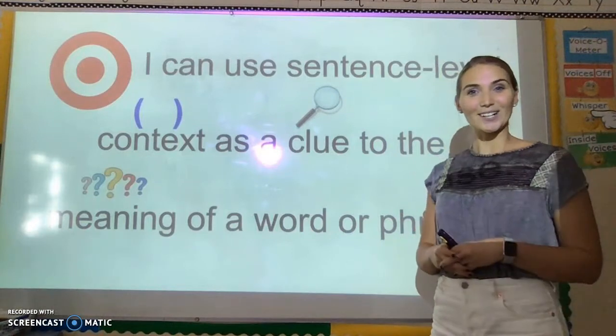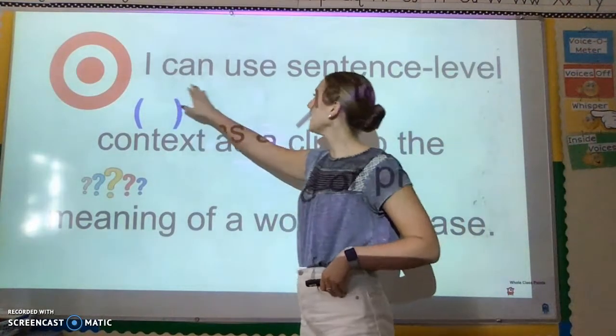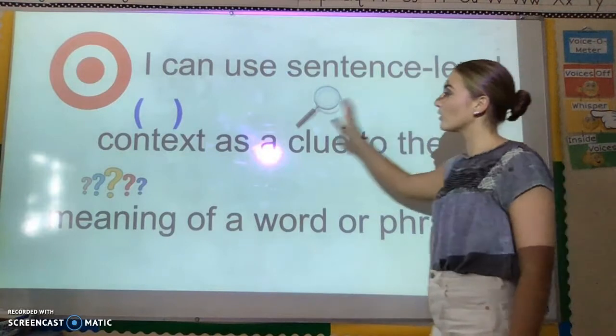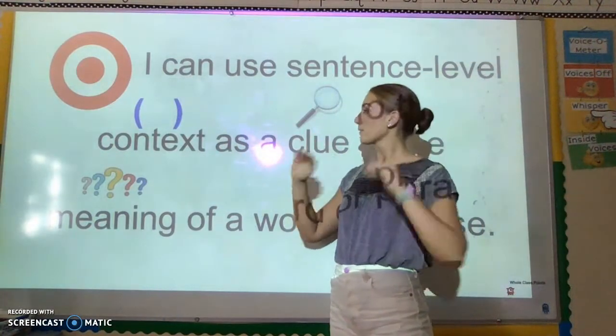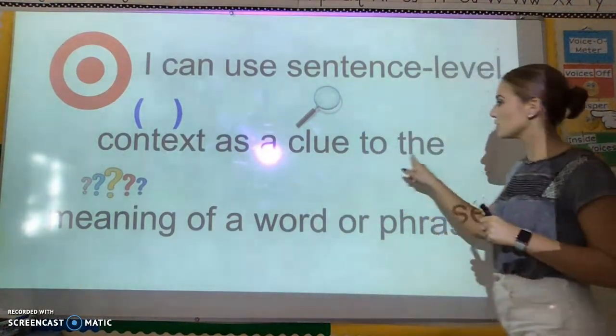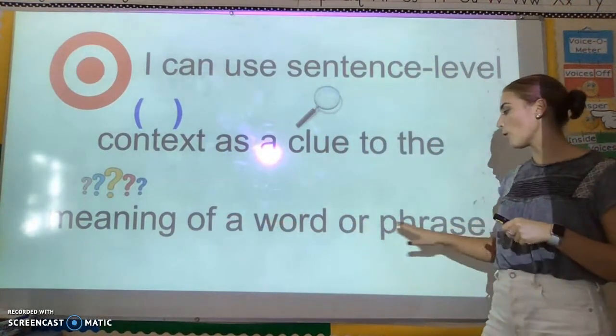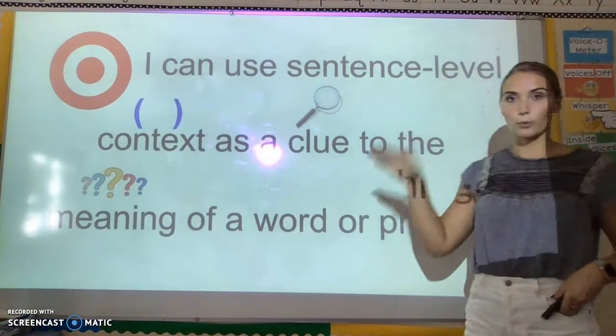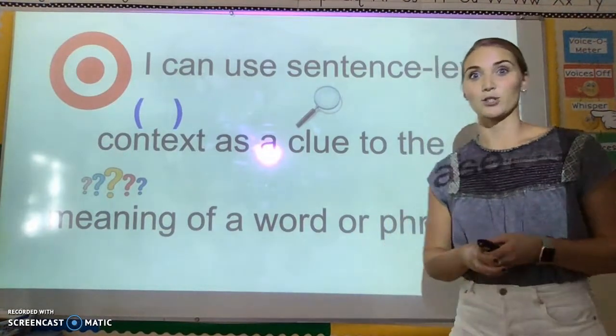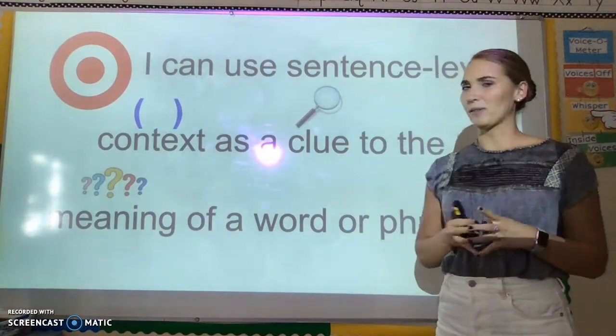Let's take a look at our target skill. I can use sentence-level context as a clue to the meaning of a word or phrase. That is a lot, first graders. So let's think about this.